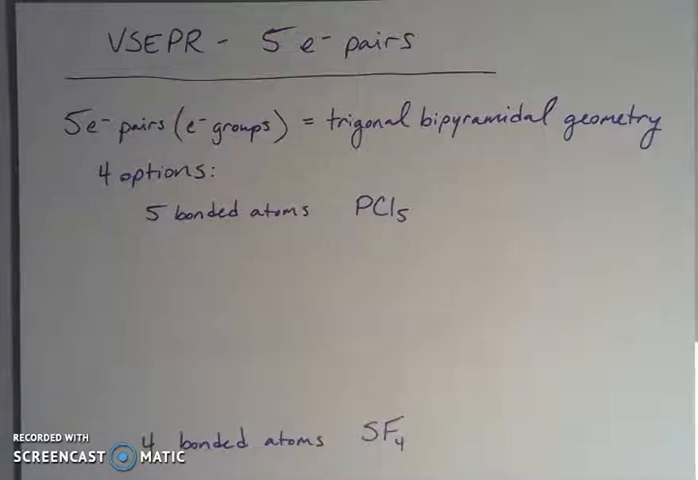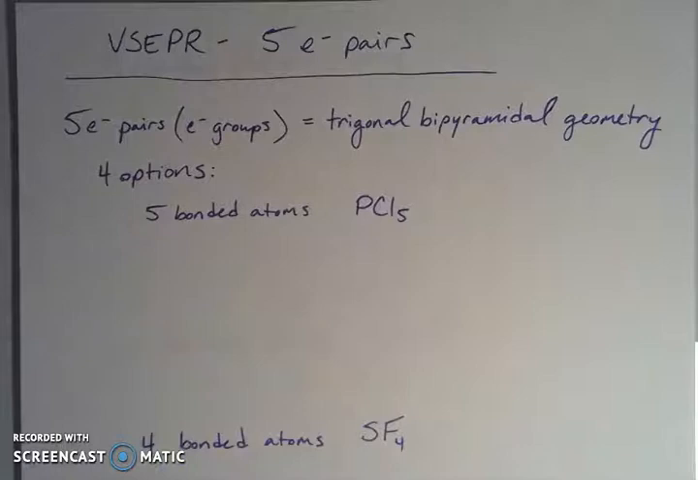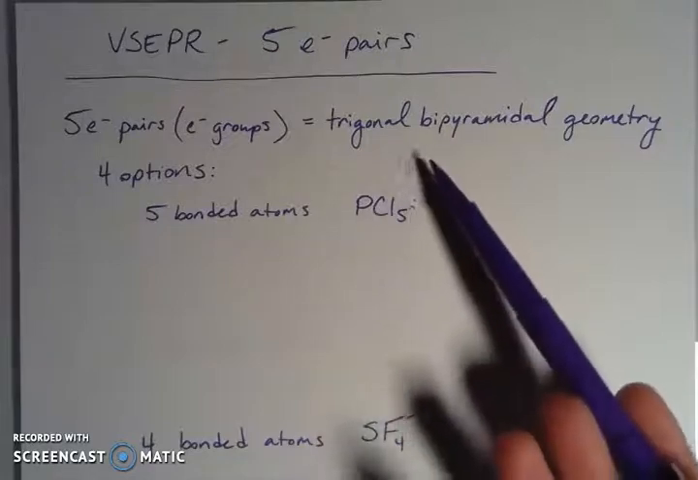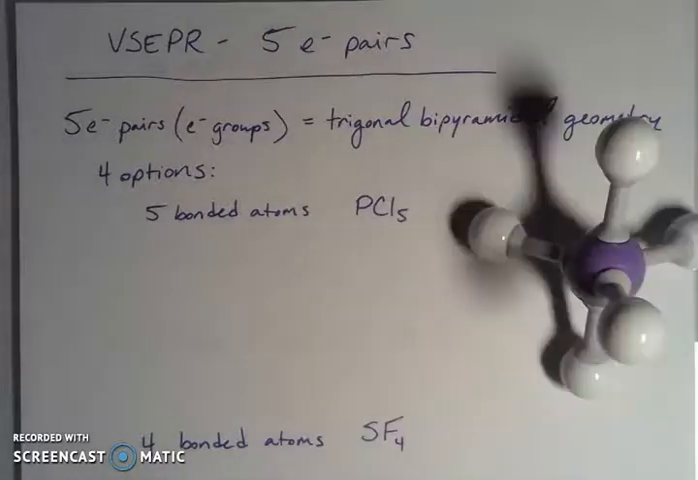Hi guys, I want to talk about 5 electron pairs in VSEPR geometry today. So VSEPR stands for valence shell electron pair repulsion, and when you have 5 electron pairs or 5 electron groups, we're talking about bonded atoms or lone pairs around a central atom, then that gives you what is called trigonal bipyramidal geometry. Trigonal bipyramidal, and we'll talk about why that is.